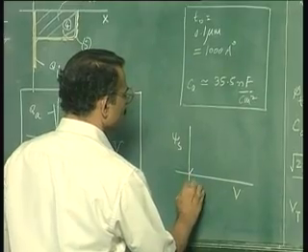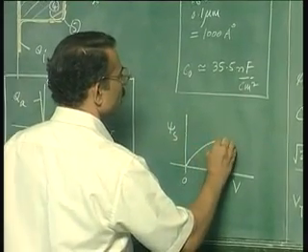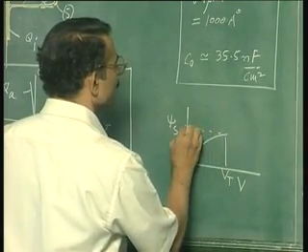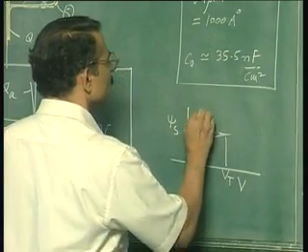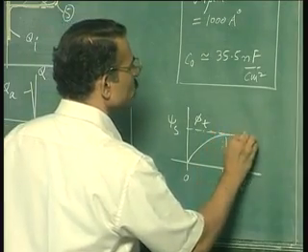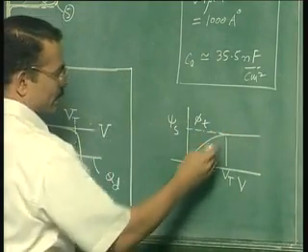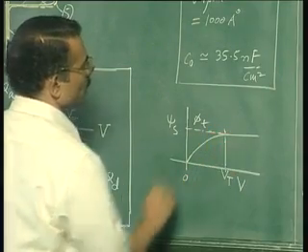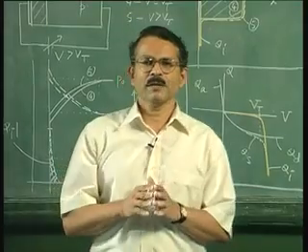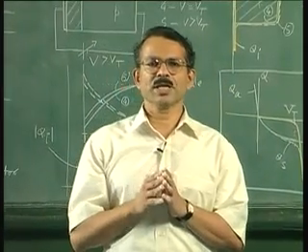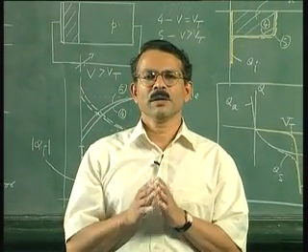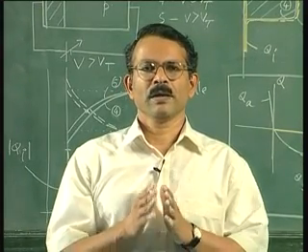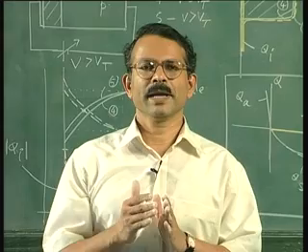For V equal to 0, psi s is 0. At threshold it is phi t. Beyond threshold it almost saturates at phi t. There is a small increase, but that increase is very, very small. So therefore in inversion we can assume no matter what the voltage is, so long as it is beyond threshold, the surface potential is approximately equal to phi t. The remaining discussion will be taken up in the next class.